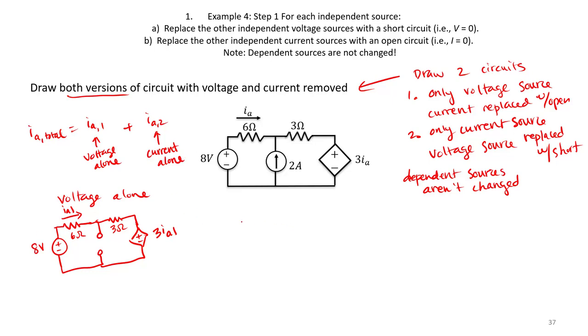So there's our first circuit that we draw, and then in the second circuit, notice we instead turn off our voltage source, and we leave in our current source. And notice once again, for our current source alone, we have current IA2 going through our 6 ohm resistor.